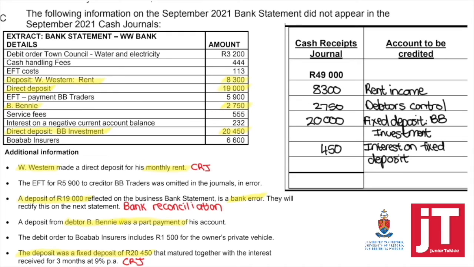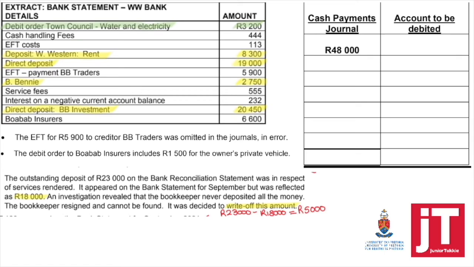Once I've taken all the transactions to the cash receipts journal, we can total, and that equals 80,500. So it means everything left over, everything there which I haven't highlighted yet, must be taken to the cash payment journal. The first transaction, we have the debit order. Debit order is an instruction to a third party that money must be deducted from my account. We paid our water and electricity 3,200. So in my CPJ, 3,200 water and electricity.